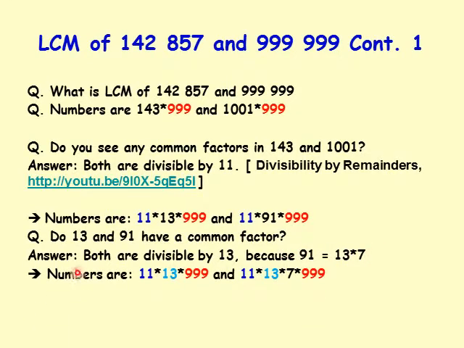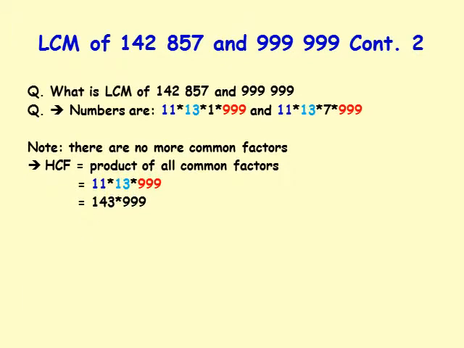Let's continue here. The numbers are 11 times 13 times 999, and 11 times 13 times 999 times 7. 11, 13, and 999 are common factors to both numbers, and 7 is not a common factor. So far we have done that. So now there are no more common factors. So the HCF is the common factors, 11 times 13 times 999, which is equal to 142,857. That's my HCF here.